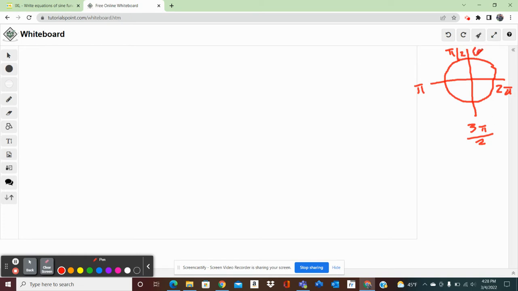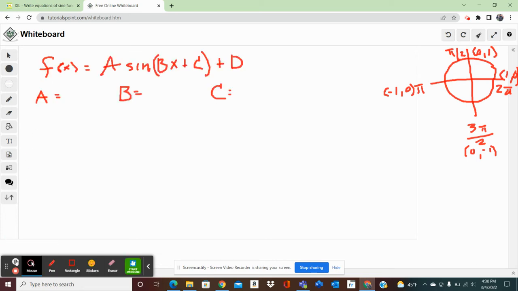We know the coordinates for this one would be 0, 1. Coordinates for this one would be -1, 0. Coordinates for this one would be 0, -1. And this one will be 1, comma 0. So anything at pi or 2 pi really doesn't matter for us, because the sine of those values would be 0.